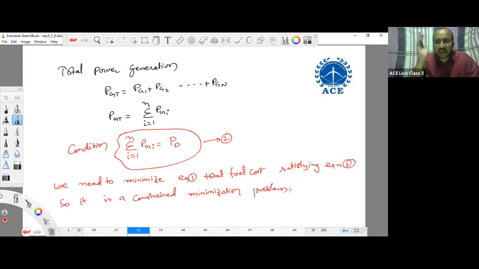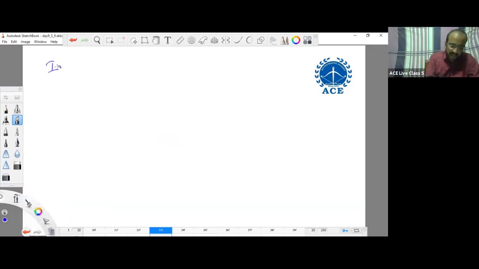So how do you convert this constrained minimization to an unconstrained minimization? How can we convert this constrained minimization problem to an unconstrained minimization problem? By using an optimization technique. So in order to solve that, we need to use an optimization technique.